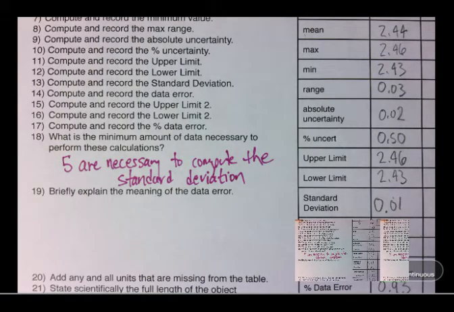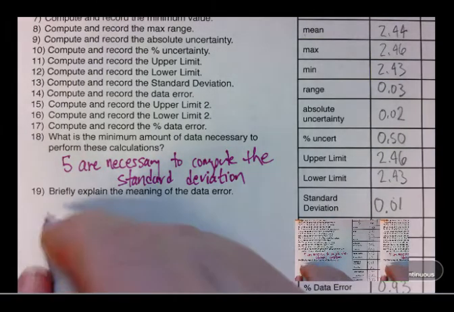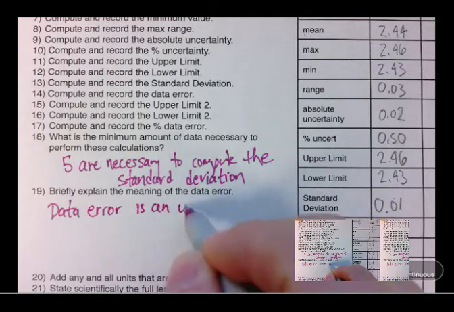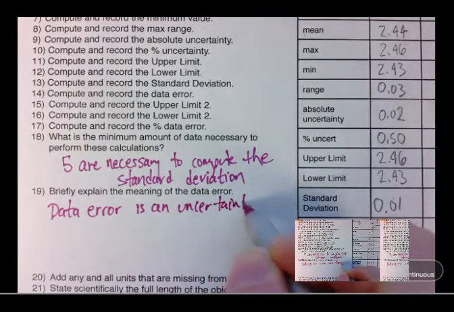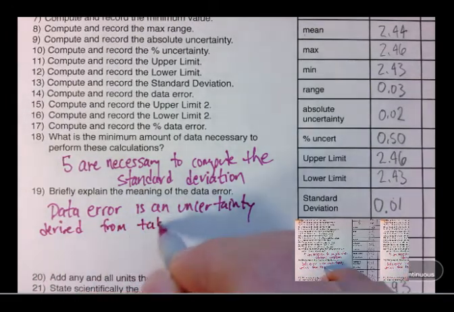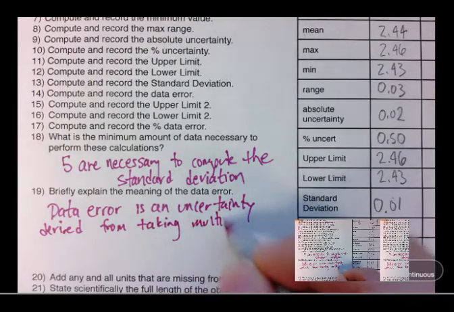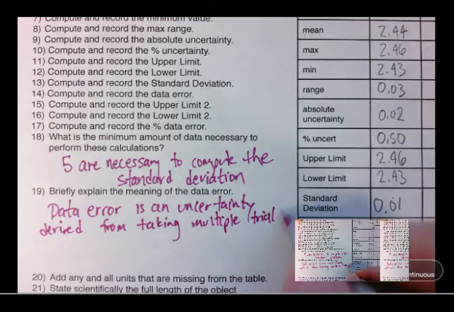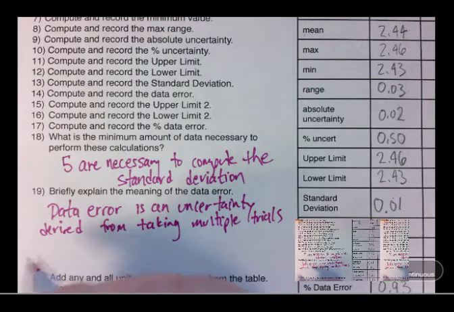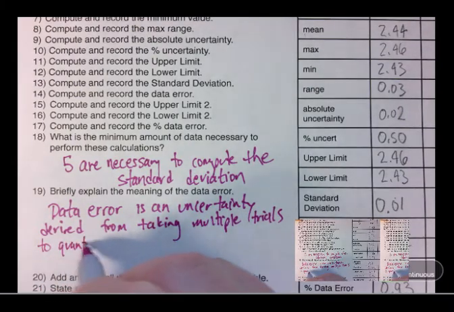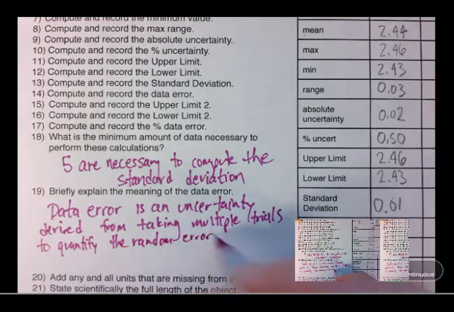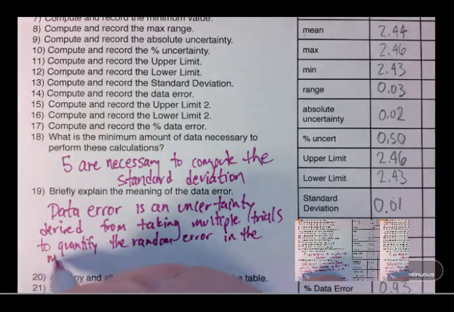Briefly explain the meaning of data error. Data error is an uncertainty derived from taking multiple trials, to quantify the random error in the measurements.